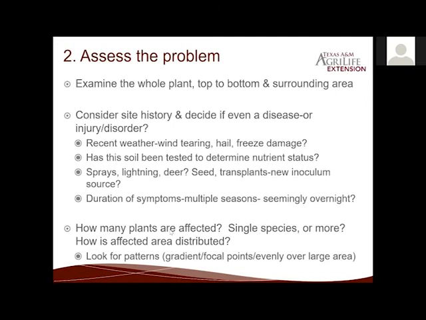So how many plants are affected is another issue. Is it a single species or more? How is that area distributed? Usually if you have hard lines of dispersal, that's going to be a man-made thing. With pathogens, it's usually going to be more like a gradient.